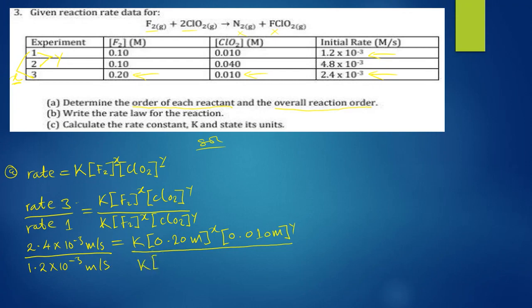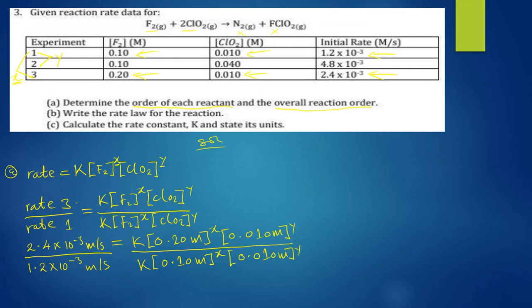And then what's your concentration of fluorine on experiment 1? So it's 0.10, like that. You need to raise it to X like that. And then here, what's the concentration of chlorine dioxide on experiment 1? That is 0.010, like that, raised to power y, like that.